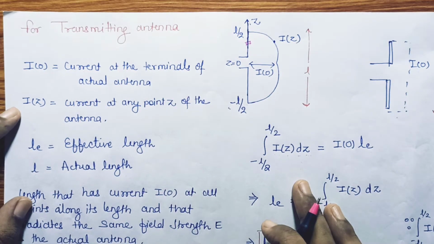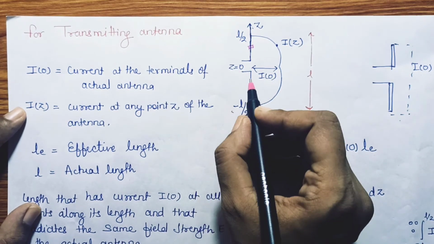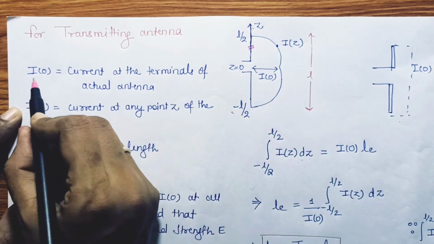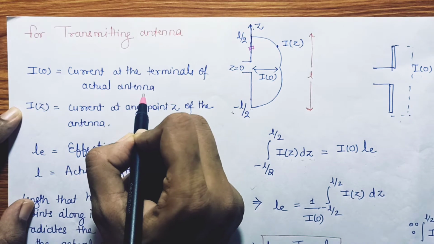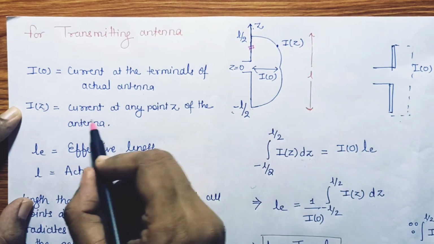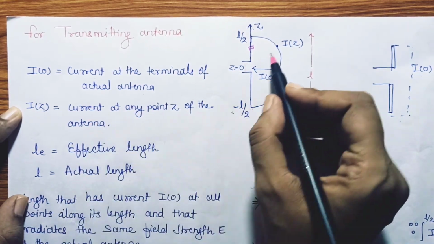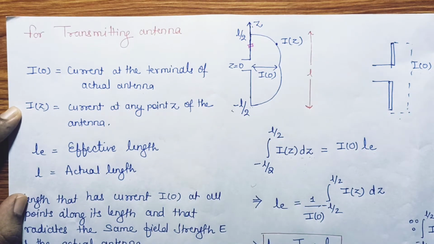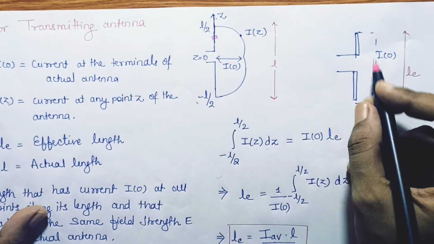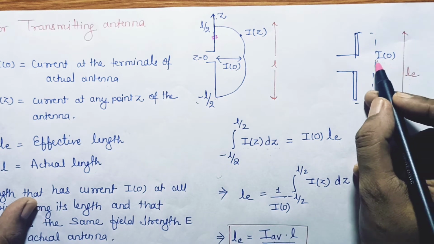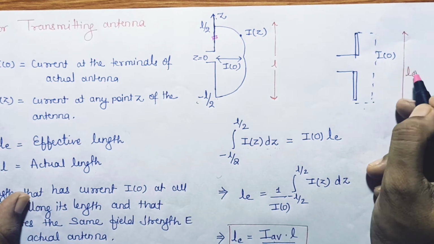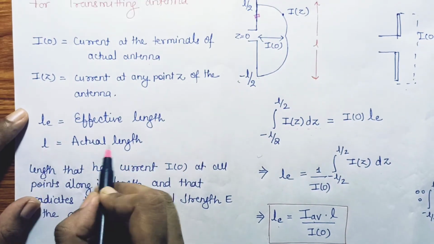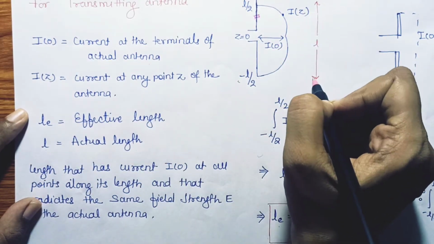To find the effective length, we have a dipole antenna in which the terminal current I0 is the current at the terminal of the actual antenna. Iz is the current at any point z of the antenna. This is the current distribution Iz. And this is our imaginary antenna having a current I0, and its length is LE, the effective length, while L is the actual length.